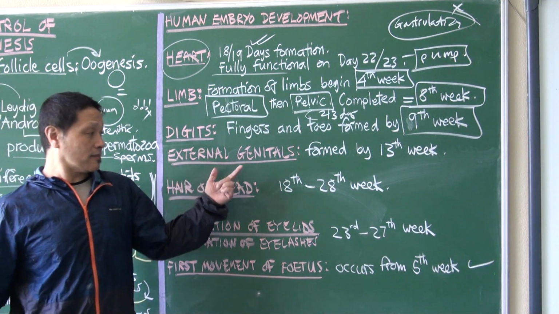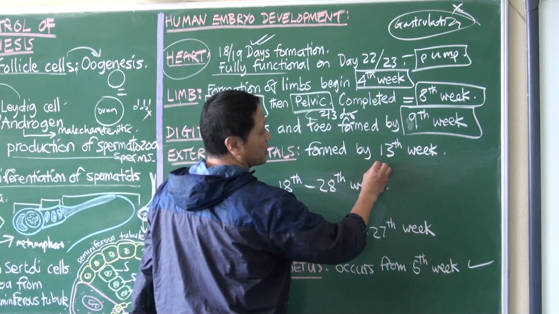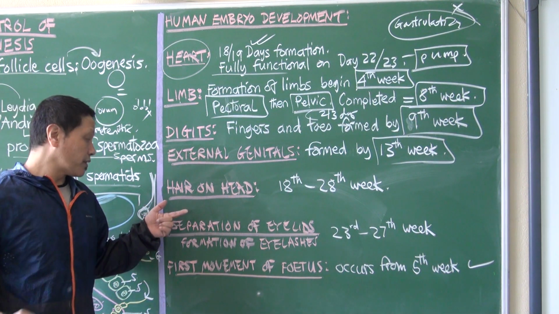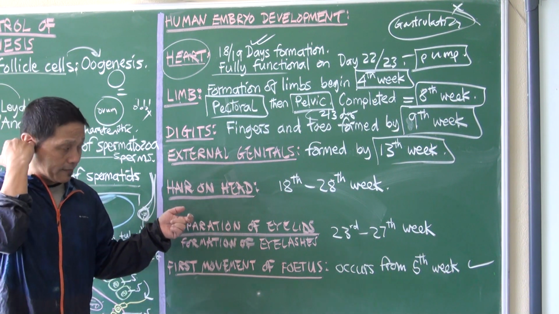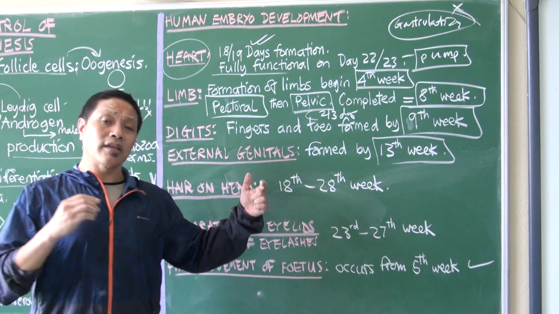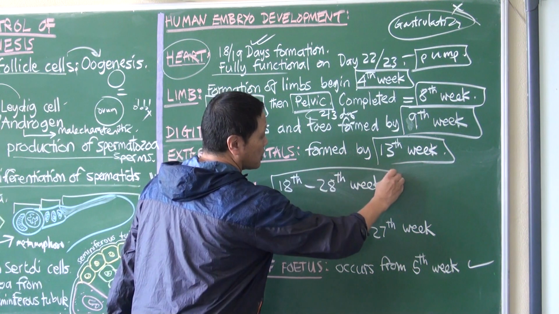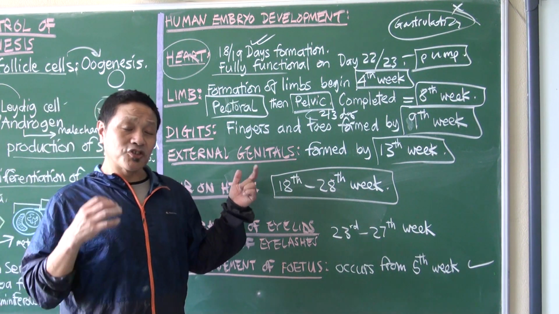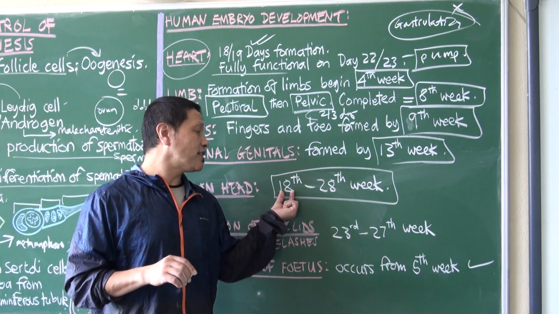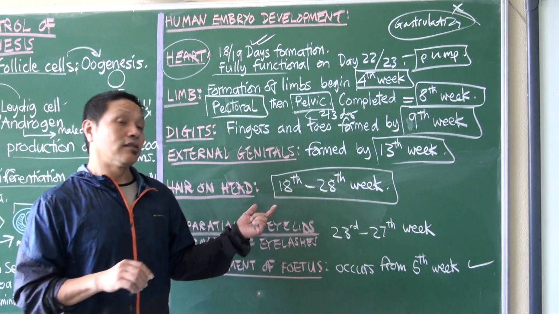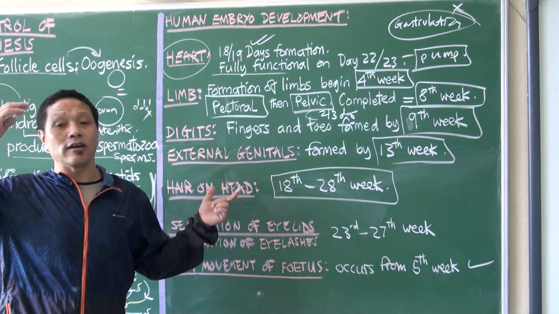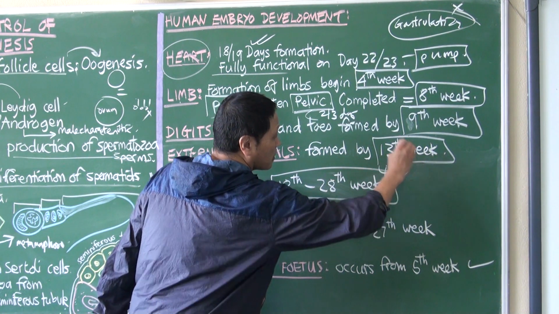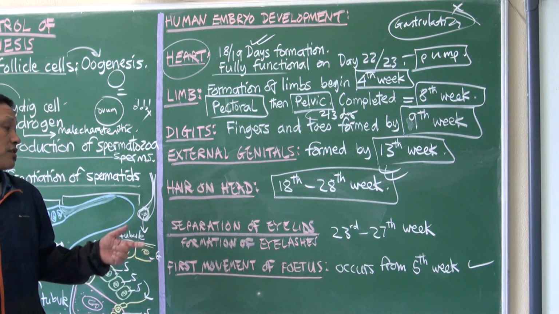Then external genitals are formed by the 13th week. Okay. Male and female external genitals are formed by the 13th week. Hair on head. Now it's a little variable, and sometimes we see a baby born without any hair on the head. But generally, within the 18th to the 28th week, hair on the head appears. And some of the babies also have hair on the body. So that's when those hairs begin to appear on the body as well as the head.